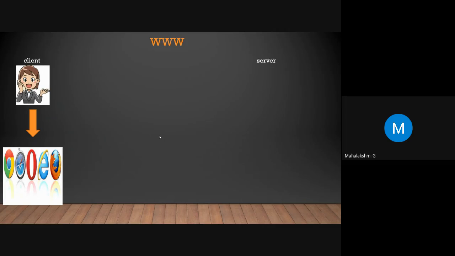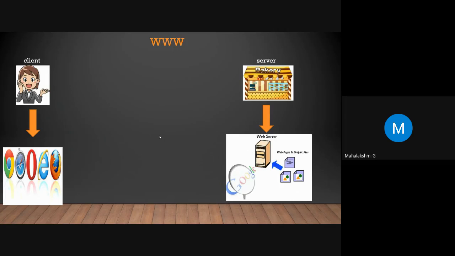Here we know that if you are going to order the cake, then the bakery is going to be a server where the cake is prepared and stored. Similarly, when you search a word, the corresponding document has to be displayed. So the web page is going to be stored at the server. Let us consider the example of Google.